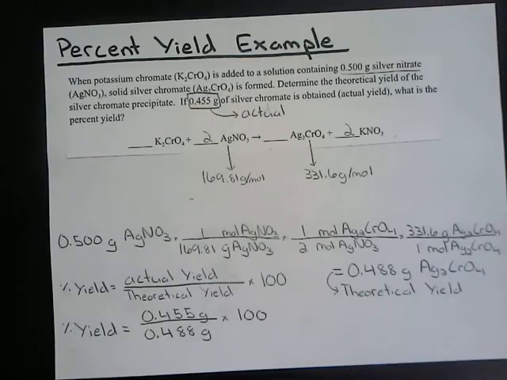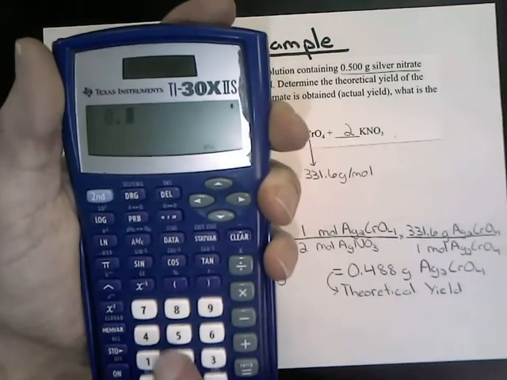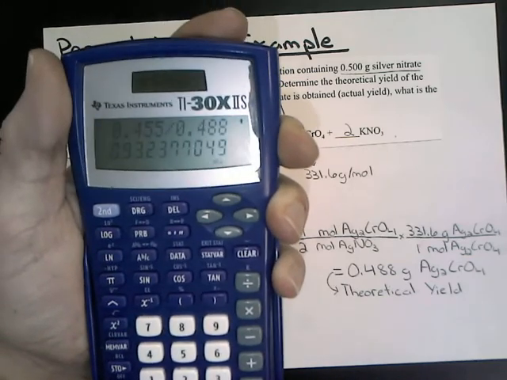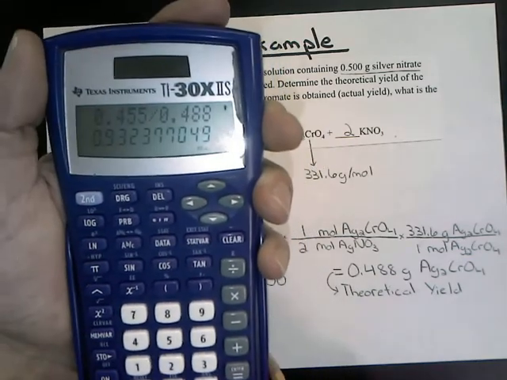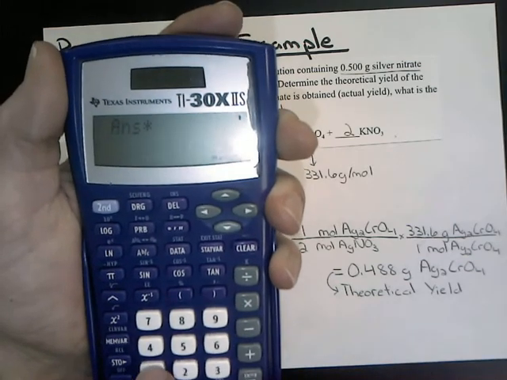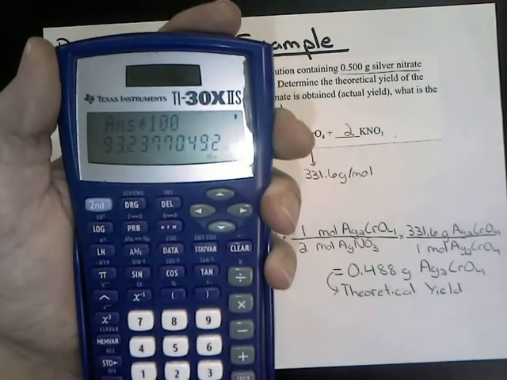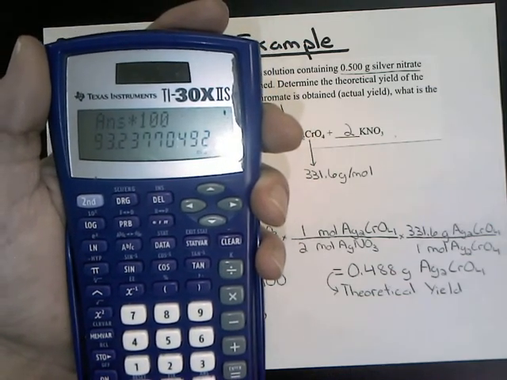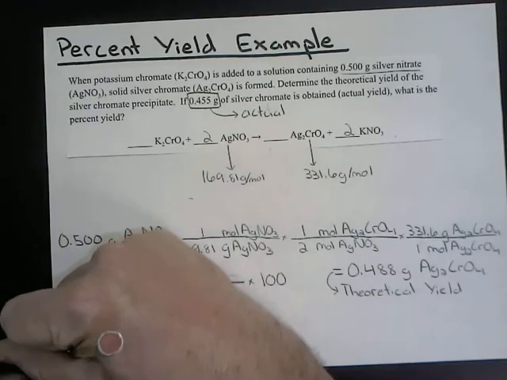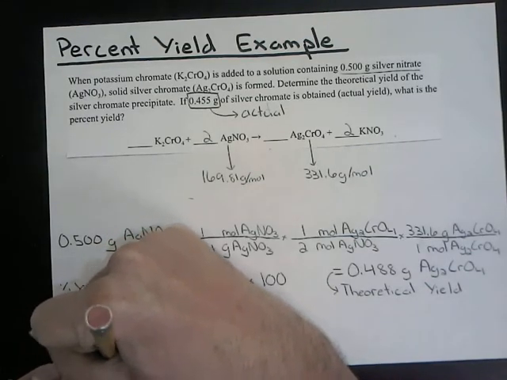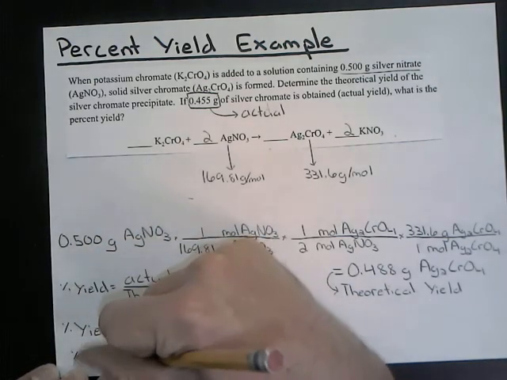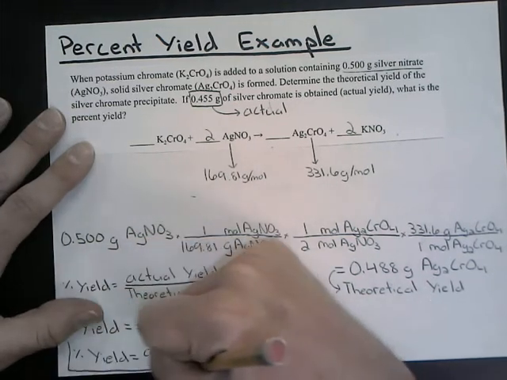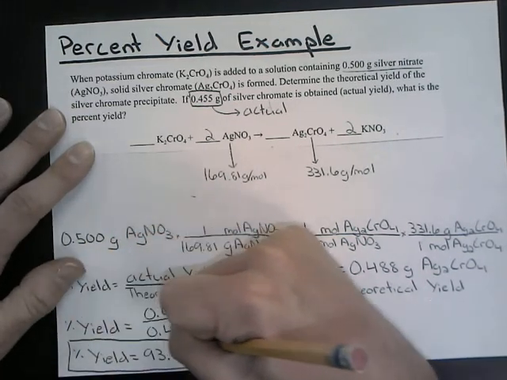Okay, so in my calculator, I'm going to take 0.455 divided by 0.488. I press enter. Now, I get a decimal. We can't forget about multiplying by 100, so I multiply by 100 and press enter. To 3 total digits, I get a percent yield of 93.2%. So my percent yield for this particular problem is 93.2%, and that becomes my answer to this question.